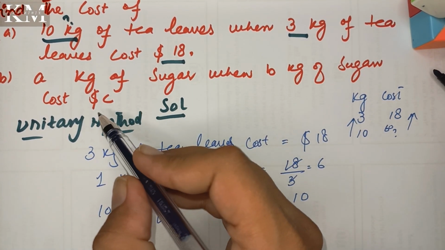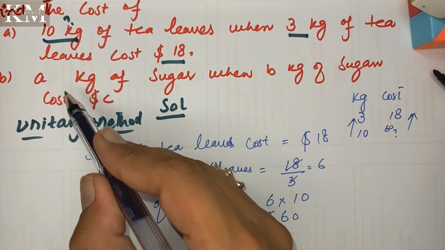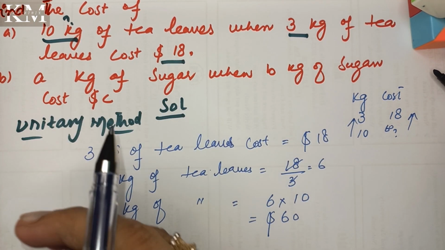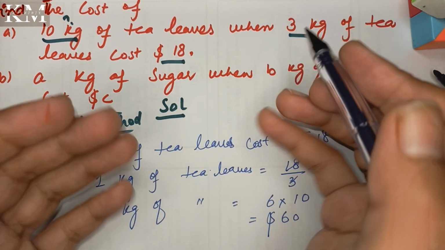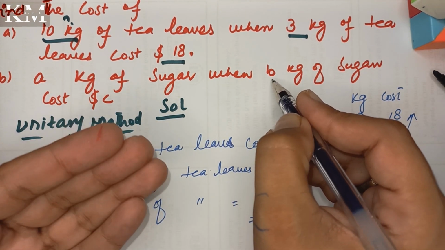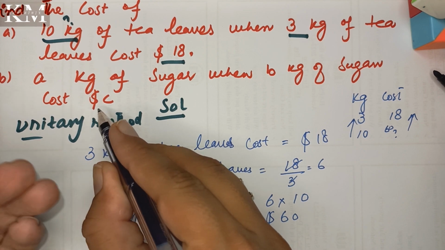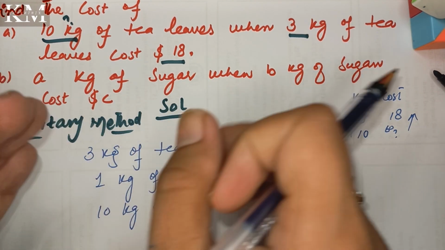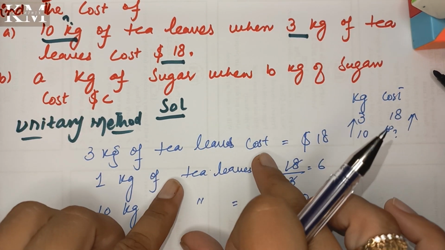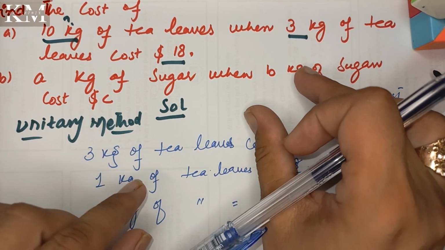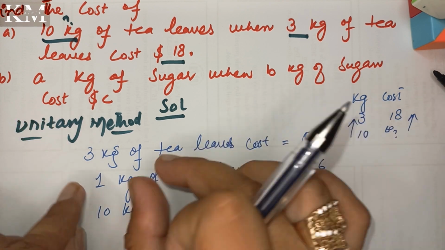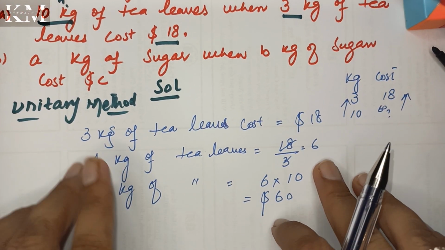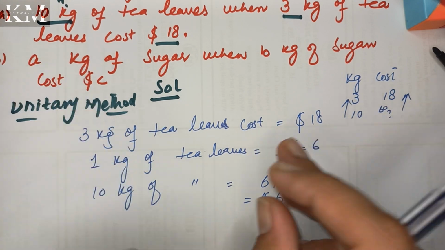Now students, part B: A kg of sugar when B kg of sugar cost $C. This is the general statement, where B is any kg and $C is any cost. This is the general case, and we have done the specific case where we took 10 kg and so on, but this is the general one. Variables are there, so it can be any value.